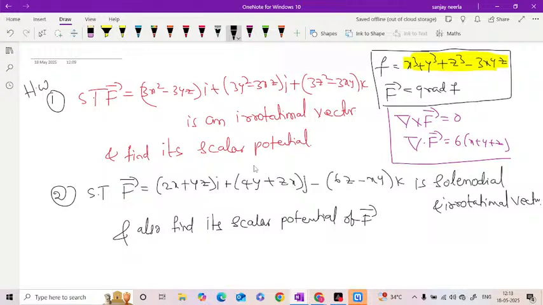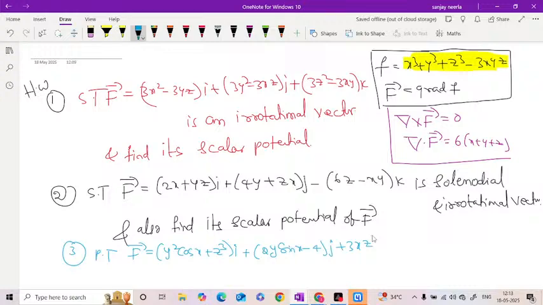ఓకే, నెక్స్ట్ వన్. ఇంకొక ప్రాబ్లం ఇచ్చినట్టున్నాను ఈ రొటేషనల్ వెక్టర్లో. థర్డ్ వన్, prove that F is equal, now the F is (y² cos x + z³) i + (2y sin x - 2) j + 3xz² k. ఈ ప్రాబ్లం సాల్వ్ చేస్తారా? గుర్తుందా?